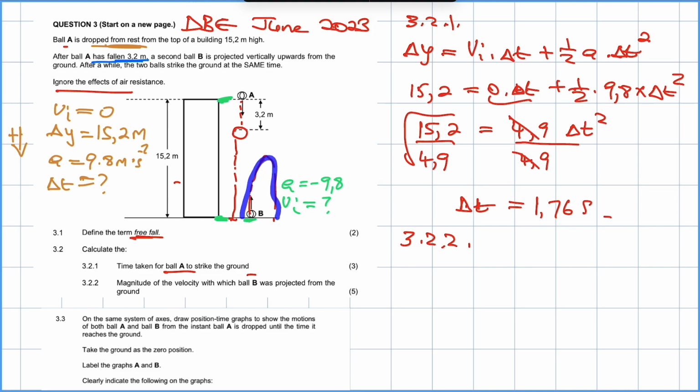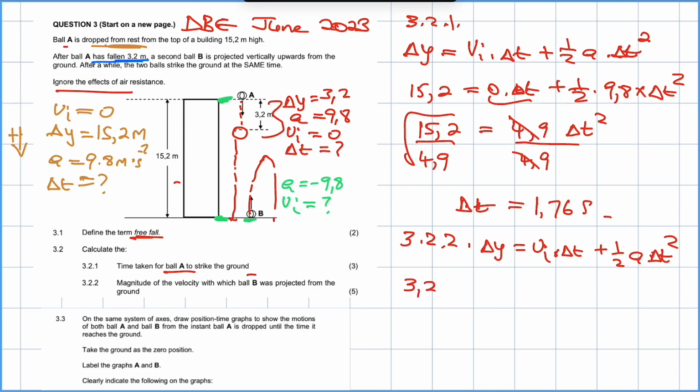In order to get that, we know that ball B was thrown upwards after A has fallen 3.2 meters. So we have to work out how long it took A to fall 3.2 meters. So let us do that. Let's focus on this portion. We have the displacement, that is 3.2. We have a, which is 9.8. VI is still 0. And then time is what we are looking for. So we use the same formula.